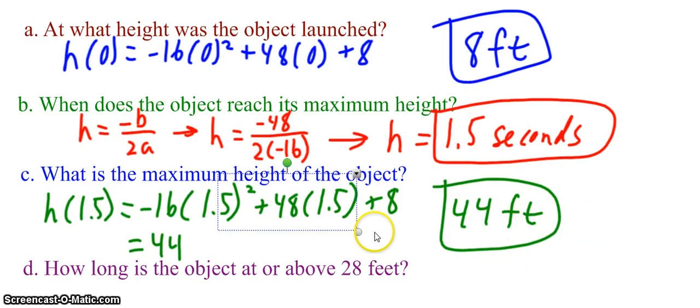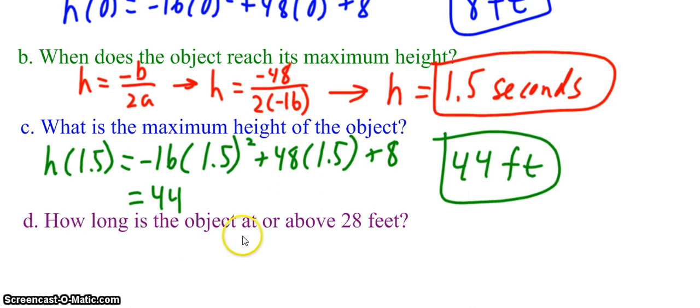Okay, hopefully you got 44 feet. How do we get that? We just plug in the 1.5 into our equation everywhere that there's a t. Type that into our calculator, we get 44. Last part, how long is the object at or above 28 feet? This one's going to be a little bit more work. We're going to use our calculator for this, so go ahead and get out your calculator.